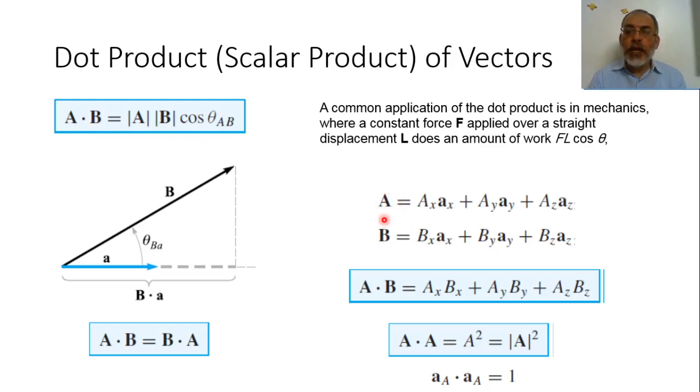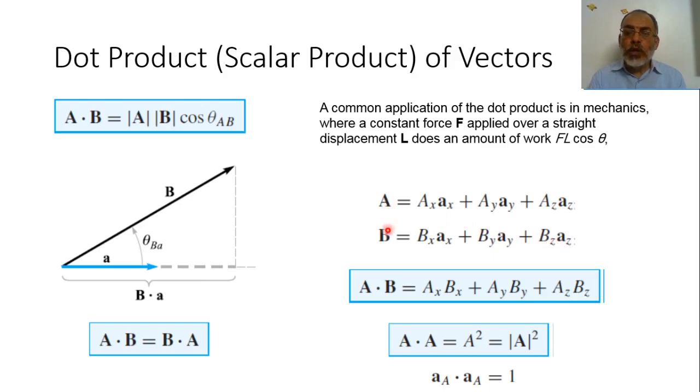So if I'm talking about the dot product between a and b in Cartesian coordinates, we can represent a as ax in x direction plus ay in y direction plus az in z direction, and similarly bx in x direction, by in y direction, and bz in z direction.